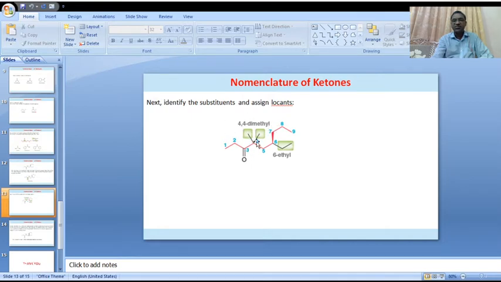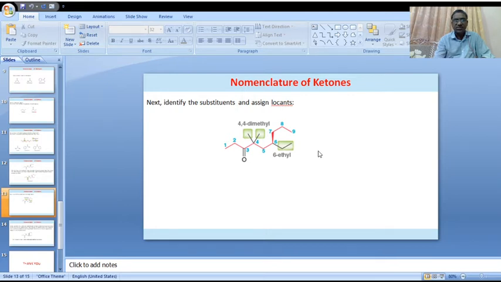Next, we go to the sixth position. On the sixth position there is an ethyl, CH3, the terminal CH3 and CH2. Sixth position, ethyl. These three substituents are attached on the fourth and sixth positions: 4,4-dimethyl and 6-ethyl. Is it clear?